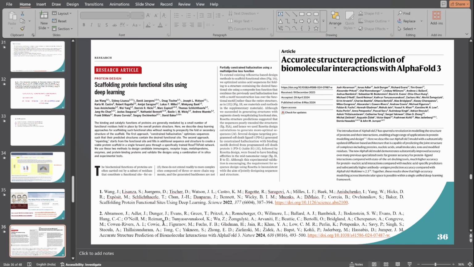And then I have again given links to two different papers, from Professor David Baker's lab and from the AlphaFold team as well. For example, the left hand side is about scaffolding protein functional sites using deep learning, and the right hand side is the paper for AlphaFold 3. So you can take a look at those to gain maybe more insight into their projects.